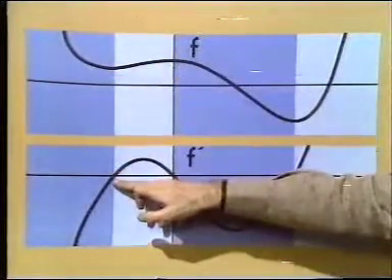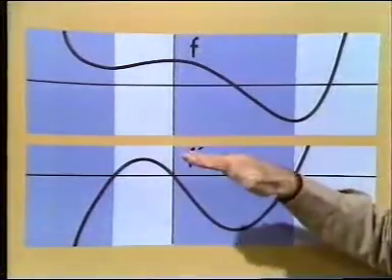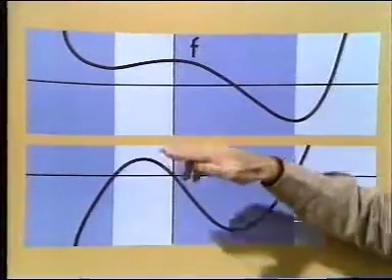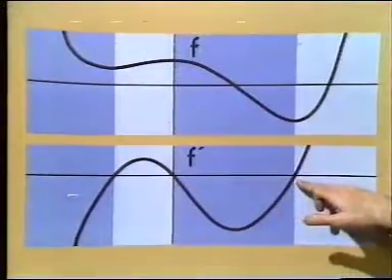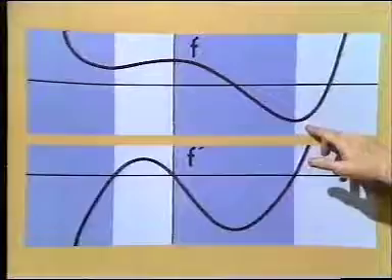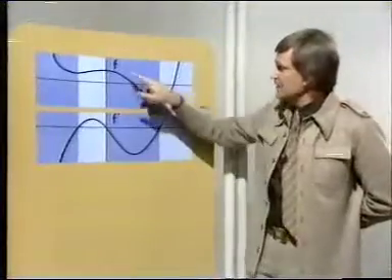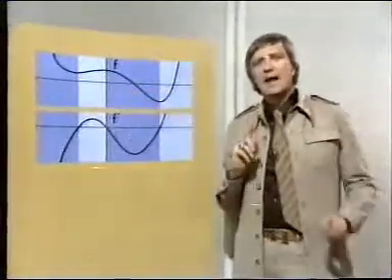Now, at this point, where the derivative is 0, that means the slope of the tangent line to the graph is 0, and therefore the tangent line is horizontal. At these 2 points, also the derivative is 0, and so at these 2 points, we have a horizontal tangent. At these 3 points where we have a horizontal tangent, we have what we call a local extremum. The derivative is going to tell us what kind of extremum we have.